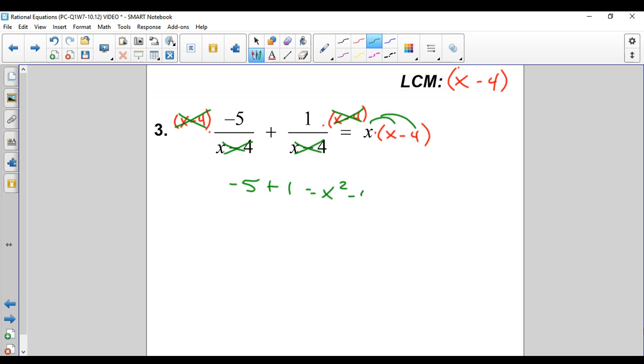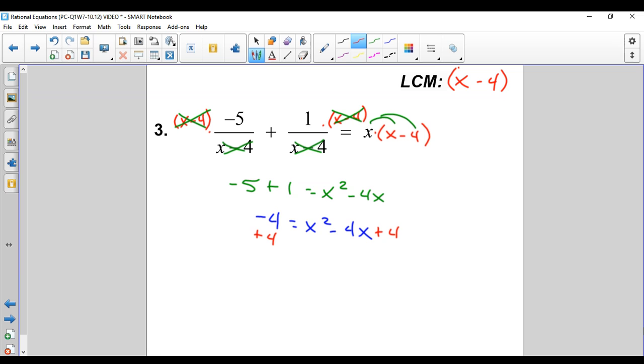We have an x squared minus a 4x. Combine like terms. Let's see where we end up. We have a quadratic, we have an x squared, it's not going away, so that means you have to factor. That means you need to get everything to one side. You will be able to factor.